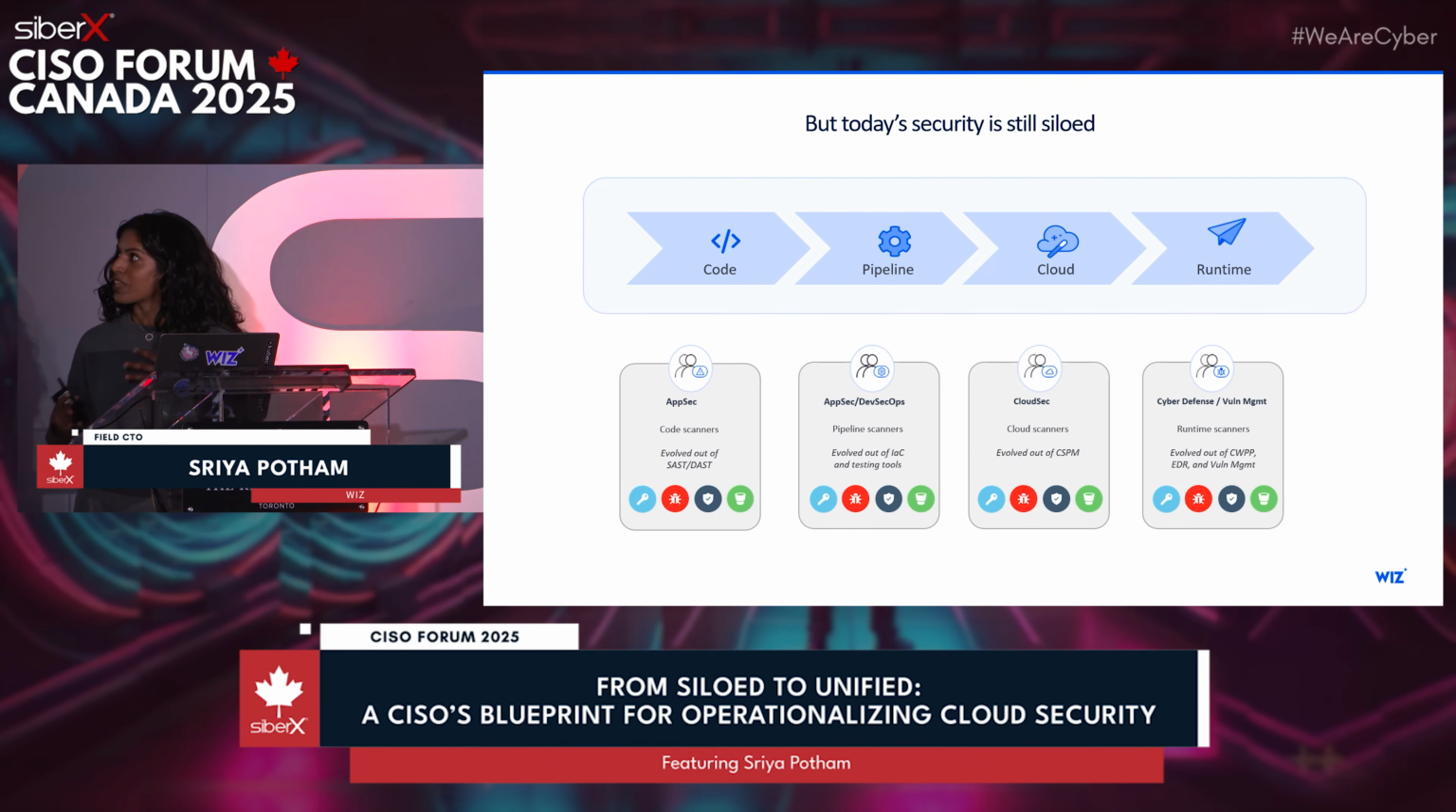Starting with code, AppSec governs this domain. They're living in their own code scanners, identifying vulnerabilities in code, and ensuring secure application design. However, they operate independently from other security teams and often have limited context about how the risks that they're identifying actually impact production.